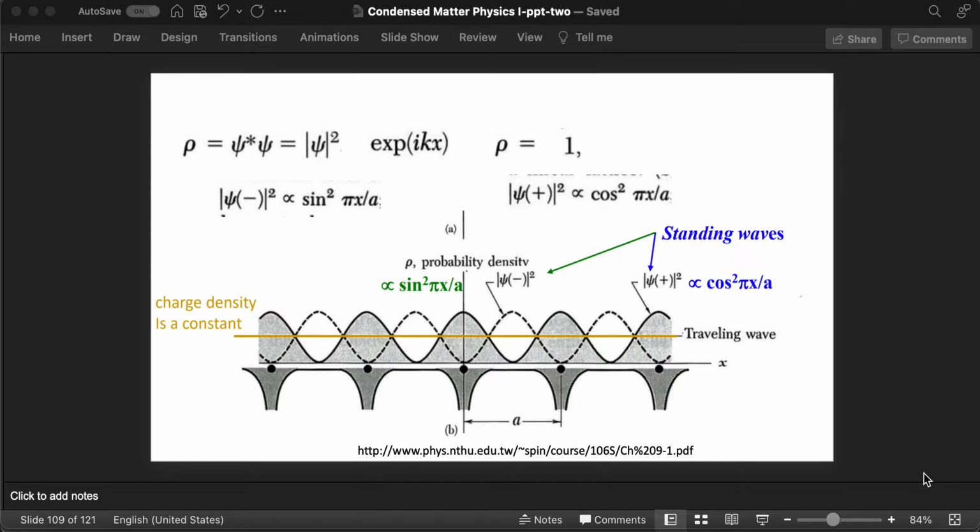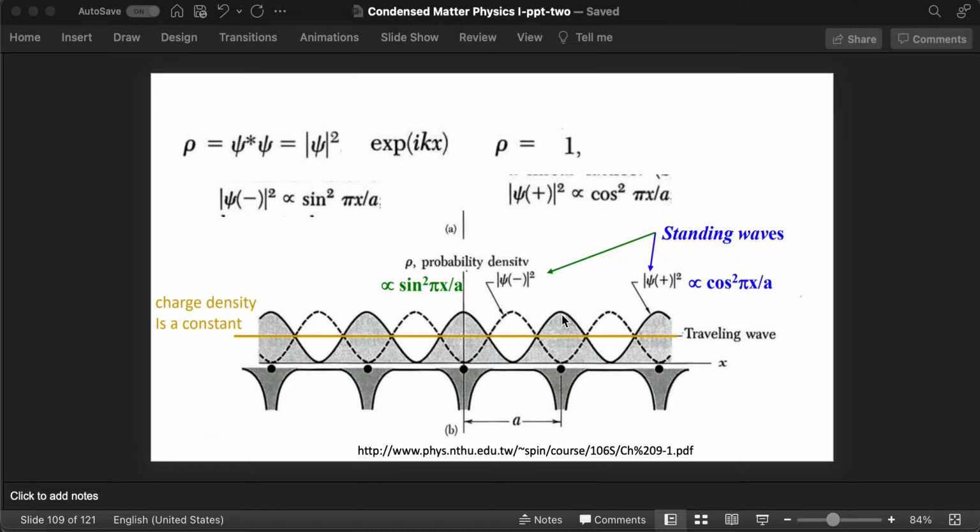But for the two standing wave solutions we just saw at the zone boundaries, the psi minus wave function would give a sine squared kind of probability density, and the psi plus wave function would give a cos squared kind of function. If I place that on a one-dimensional lattice with the ions shown here, with lattice spacing a, you can see that the psi minus wave function has probability density peaks in between the ions, and the psi plus wave function has probability density peaks on the site of the ions.